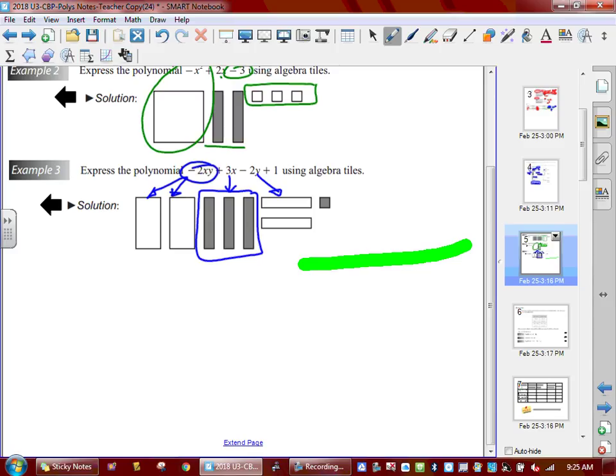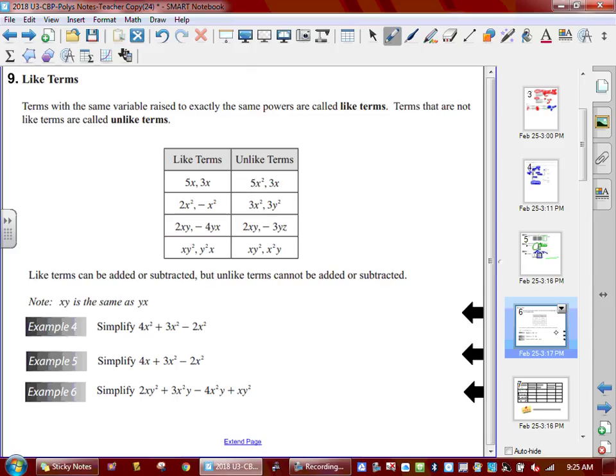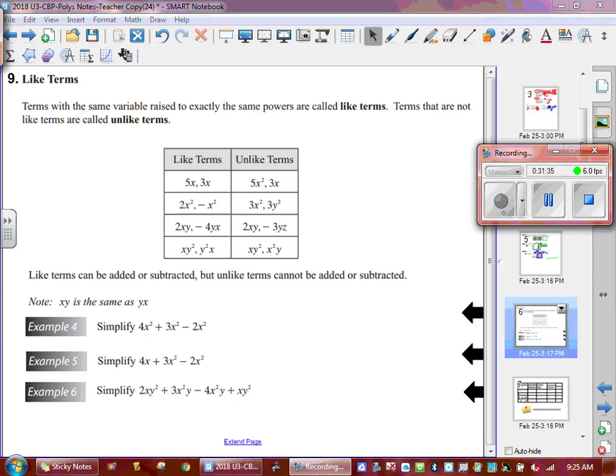Okay. Like term. Top of your next page. What is a like term? Well, part of math is about matching things. Like terms are when you take the same base and same exponent.